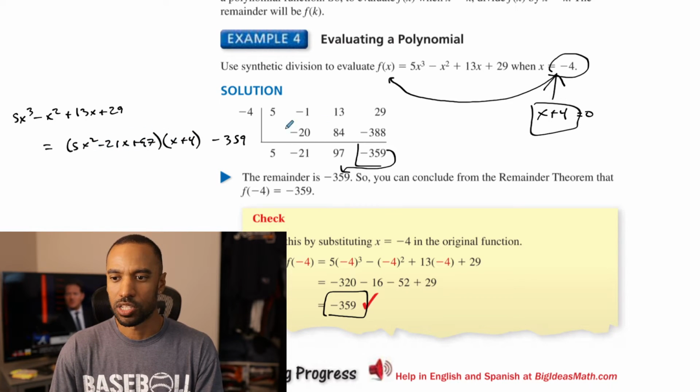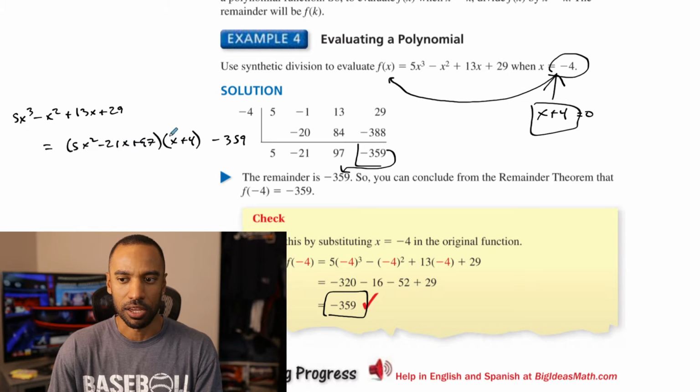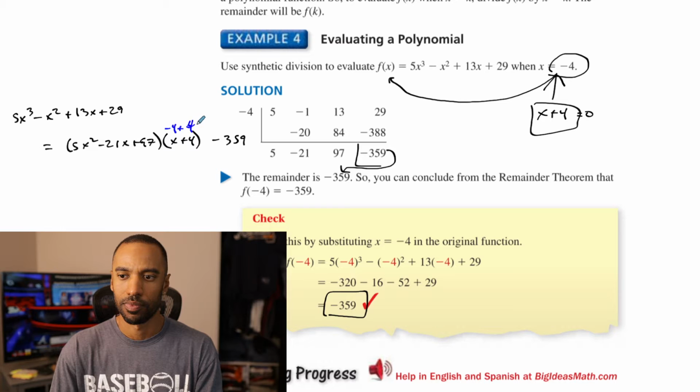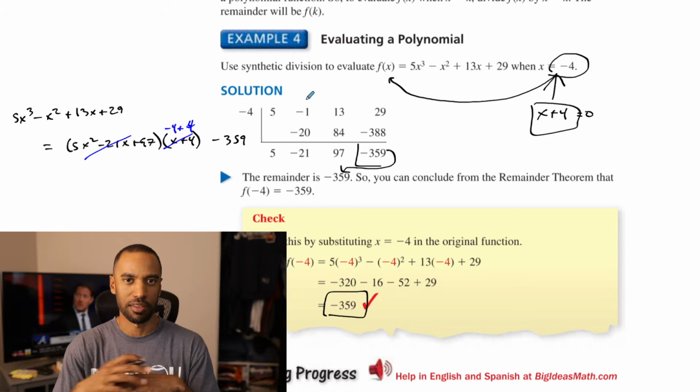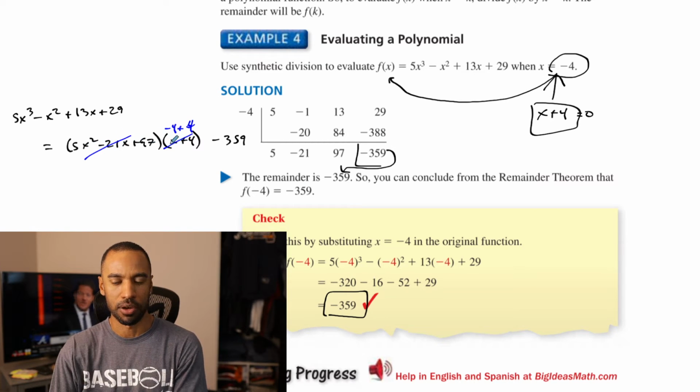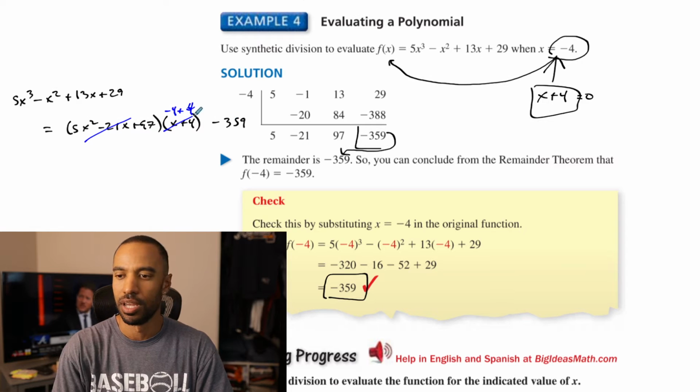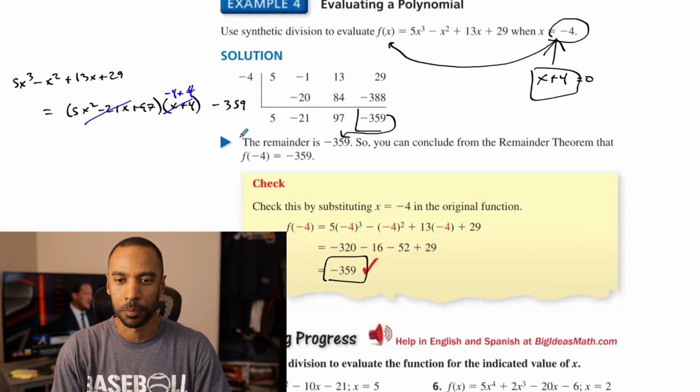Notice what happens when I substitute negative 4 into here. This becomes something I couldn't care less about. You know why? Negative 4 plus 4 is 0. This wipes this out. All you're left with is negative 359. The reason this becomes negative 359 is because this part wipes out the two things that multiply together as factors. And you're just left with the remainder.